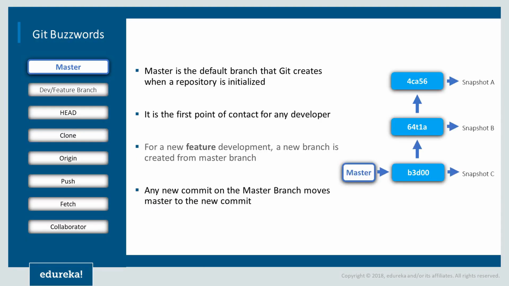So master, as I said, is the default branch that Git creates when the repository is initialized. So it will have the default name master. It is the first point of contact for any developer. However, I can create new branches with the git branch command. For example, I can have a new branch named feature, which will be created from the default branch or from any other branch if I'm on it. But as I said, if I initialize a project, the default branch will always be master.